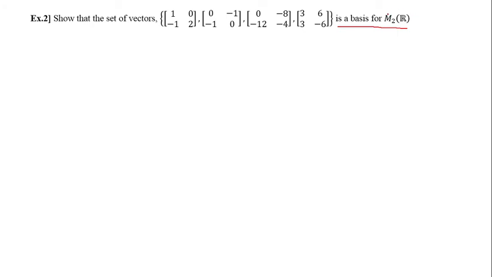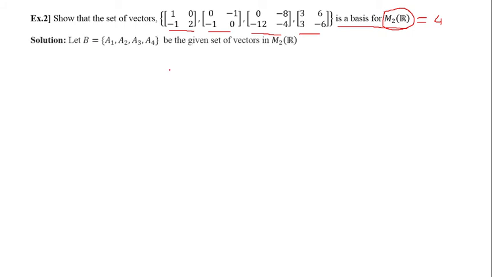So again, what is the dimension of this vector space M2(R)? For Mm×n(R), the dimension is m times n. Here m and n are both 2, so the dimension is 2 times 2, that is 4. So the dimension of the vector space is 4. How many vectors are given in the set? Total 4 vectors. So it is sufficient to check whether the given set is linearly independent or not. You can rename these matrices as A1, A2, A3 and A4.